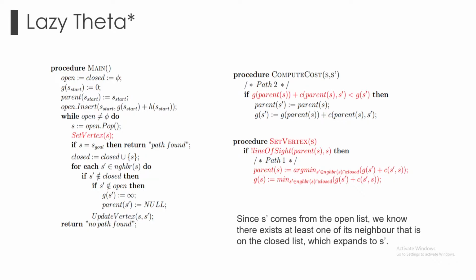So, we look at set vertex here. The logic for it might look a little complicated, but it's actually very simple, because S is a vertex from the open list. Therefore, it must have at least one neighbor that expands to it from the closed list. Therefore, we can easily just backtrack if line of sight is not satisfied. We don't have to use it. We could just use A star. So that's a quick overview of everything beforehand. So now we're going to pop into our demo.